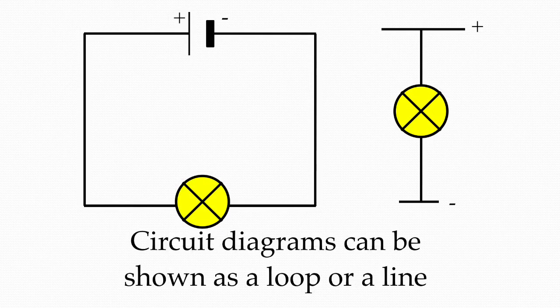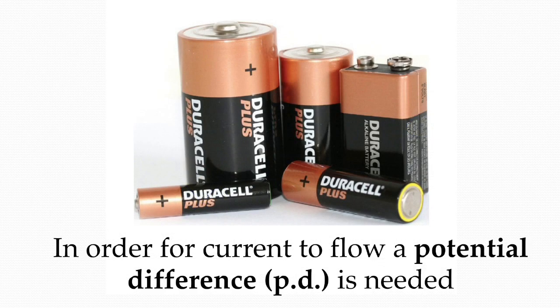Circuit diagrams are typically shown as we see here on the left hand side as one or more loops. It is however possible to represent them, as we've got on the right hand side, as a line where the top of the diagram is the positive terminal and the bottom of the diagram is the negative. Now, in order for current to flow, there has to be a potential difference, or another way of thinking of this, if there is a potential difference, current will flow.